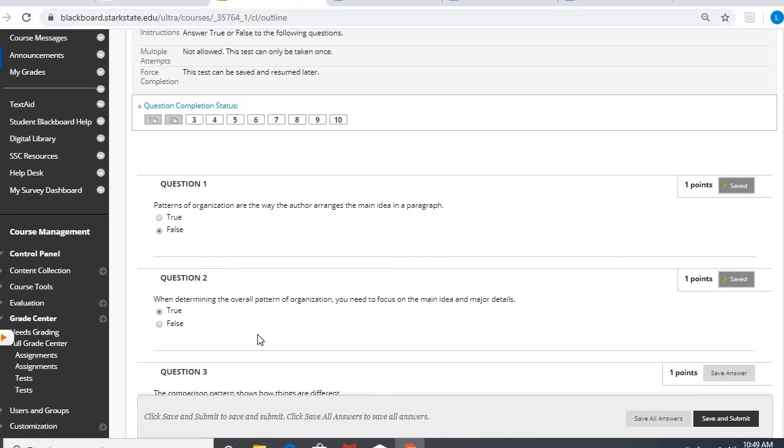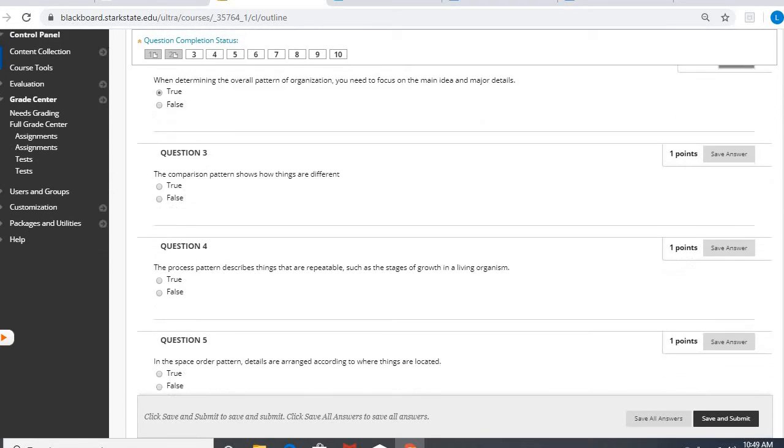which ties very closely into question 2. When determining the overall pattern of organization, you need to focus on the main idea and major details. There we go. That's true. So it's not just main idea alone. You're looking at those details as well, and that can help you figure out what the pattern is. So number 2 is true.